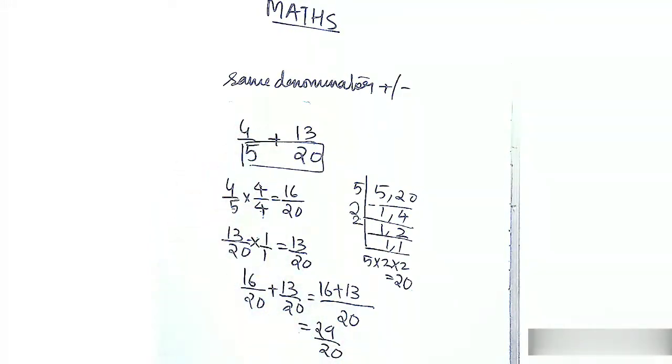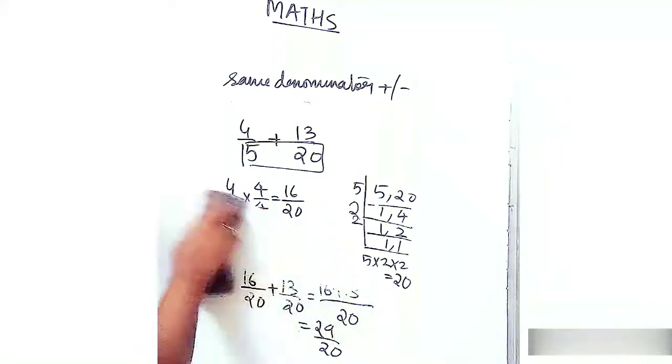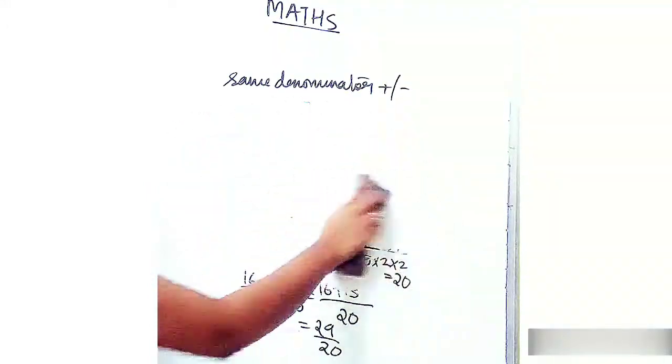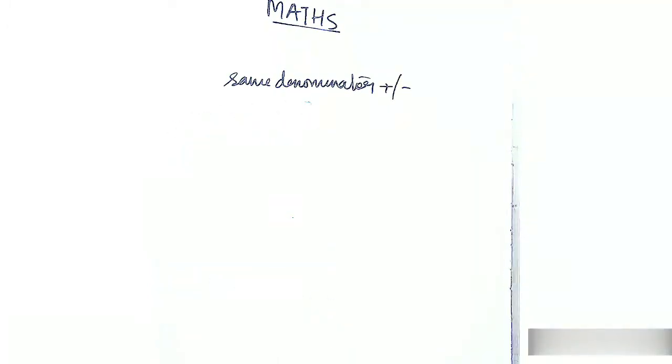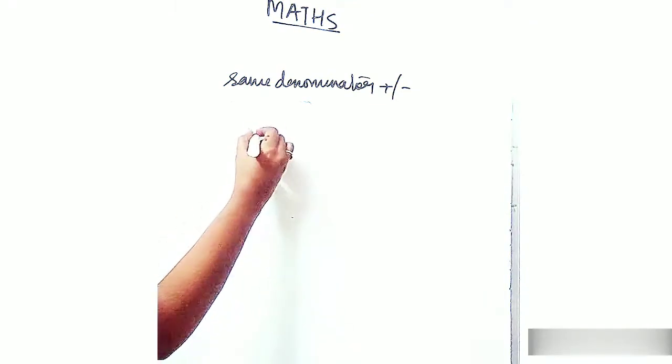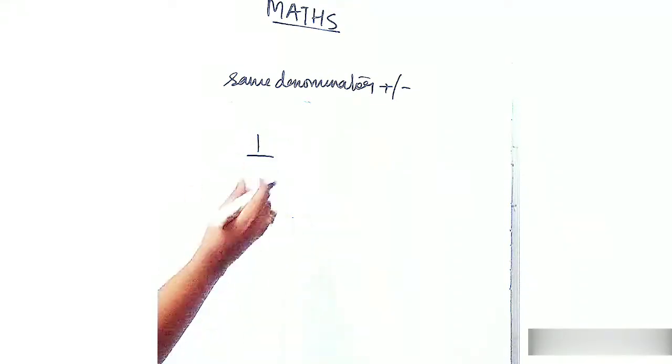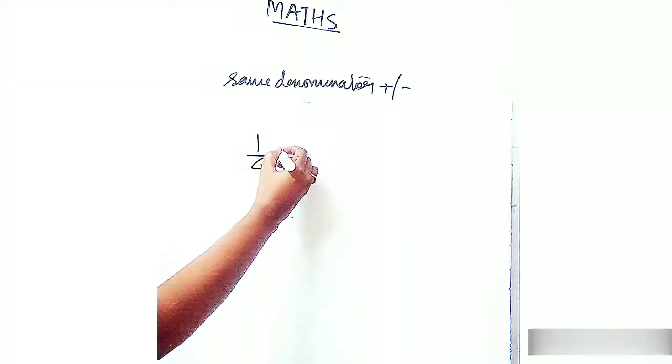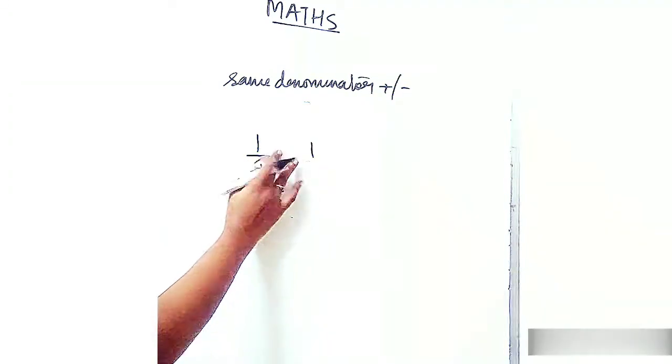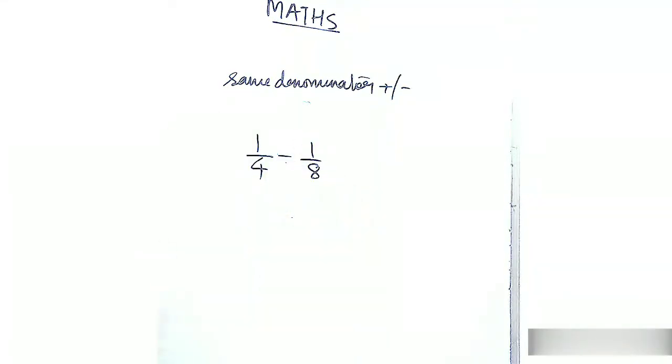So this is the way addition of fraction is carried out. Okay, now we'll see about the subtraction, student. Now I will take 1 upon 4, not plus, minus. We are going to subtract it.